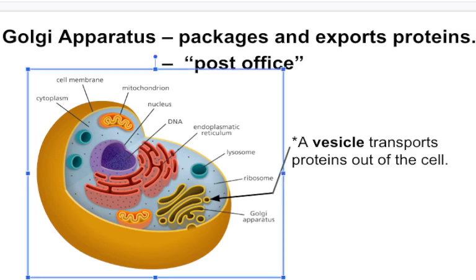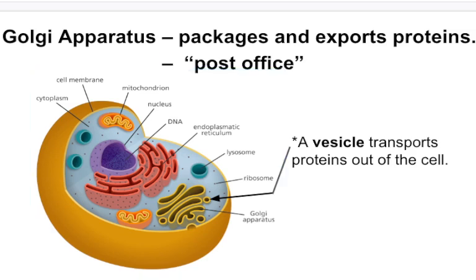So this is where the Golgi comes into play. The Golgi apparatus is going to take these proteins, package them, tie them with a ribbon, and send them off. How do we send these off? Well, there are vesicles that are formed in the Golgi, and these vesicles are where the proteins are packaged and being sent for export out of the cell.